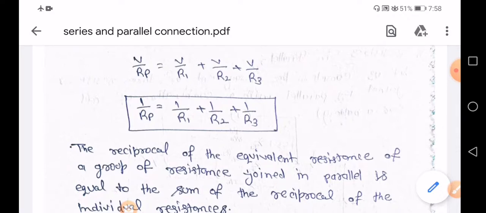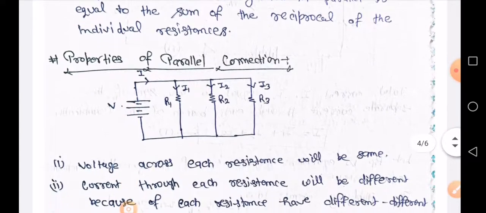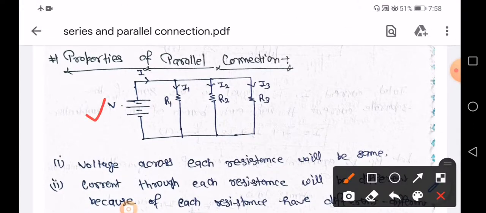In other words, the reciprocal of the equivalent resistance of a group of resistances joined in parallel is equal to the sum of the reciprocals of the individual resistances. Next, the properties of a parallel connection. Suppose the total voltage is V. The voltage will be the same across each resistor, but the current will be different across R1, R2 and R3.